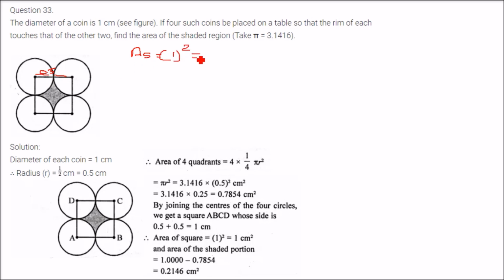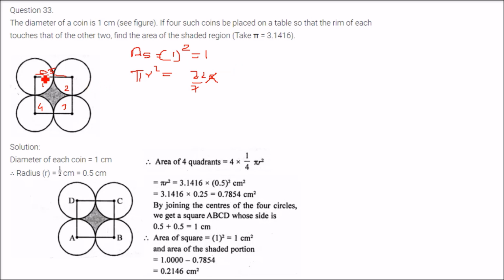So 1 into 1 is 1, the square of side 1 is 1 square centimeter. So the area of the square is 1. And now to find the area of the 4 quadrants, 1, 2, 3, 4, they are forming a circle only. So it will be pi r square, meaning actually 4 quadrants. So 4 into 1 by 4 pi r square, that is coming to be pi r square only. So pi r square, 22 by 7, you can write it as 3.14 also.